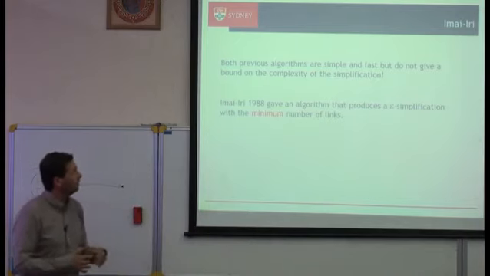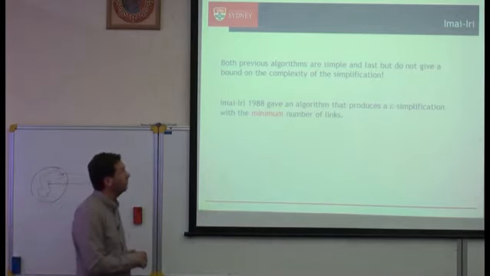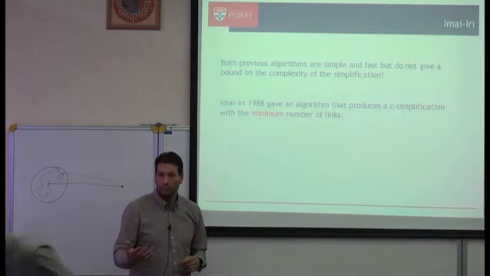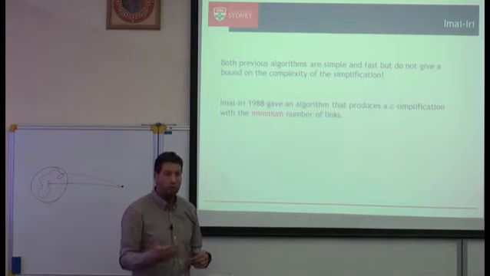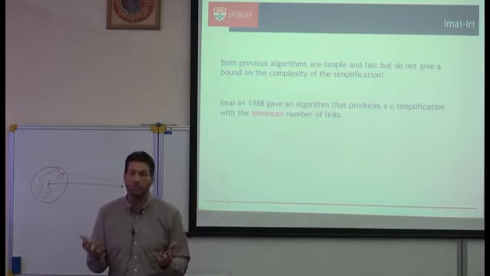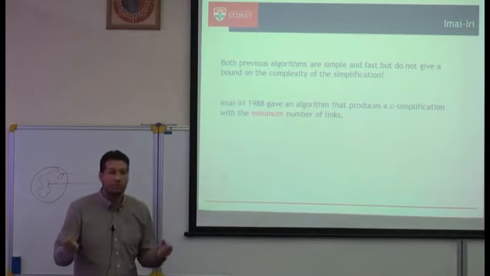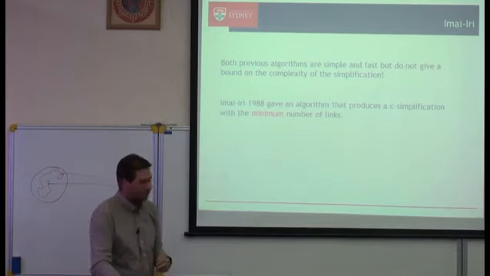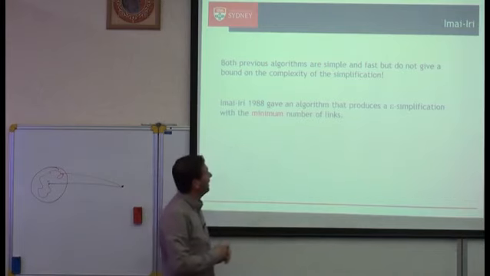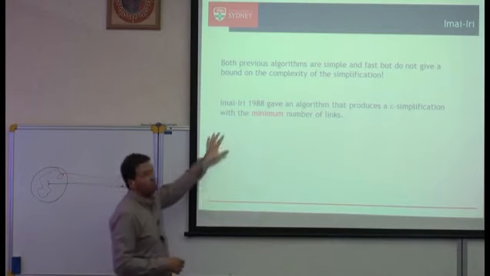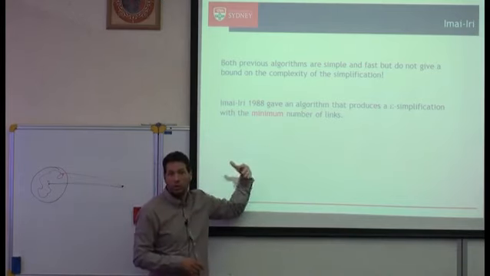Okay, so both these algorithms are very simple and fast, but they do not give a bound on the output. Right? Also, with the previous one, it might be that you don't save anything. If all the edges are already bigger than epsilon, there's nothing you can do. So, Imai and Iri in '88 gave an algorithm that produces an epsilon-simplification with a minimum number of links. So it actually gives you an optimal solution.